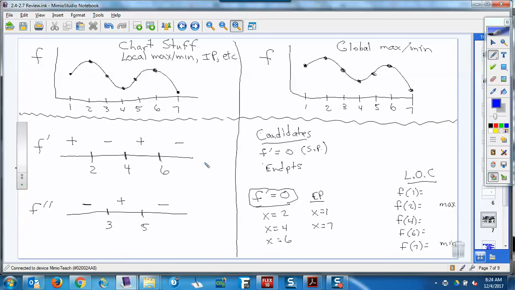then, again, chart stuff, which is local max min, inflection points, increasing, decreasing, concave up, concave down, and then, of course, global max min is when we do our list of candidates, which is where the derivative is 0 and the endpoints. Derivative 0 or the endpoints. And we plug those back into the original function, see which y value is the biggest.